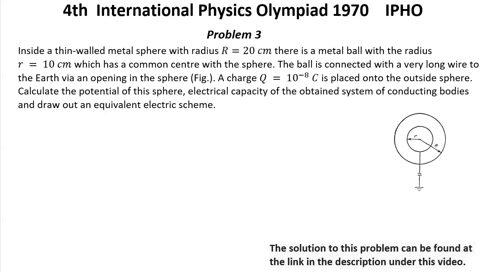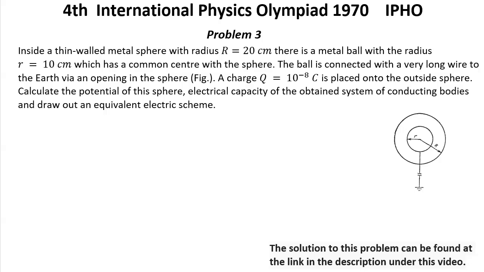4th International Physics Olympiad, year 1970, IPHO. Problem number 3. Inside a thin-walled metal sphere with radius big R equal to 20 centimeters, there is a metal ball with the radius small r equal to 10 centimeters, which has a common center with the sphere. The ball is connected with a very long wire to the Earth via an opening in the sphere.